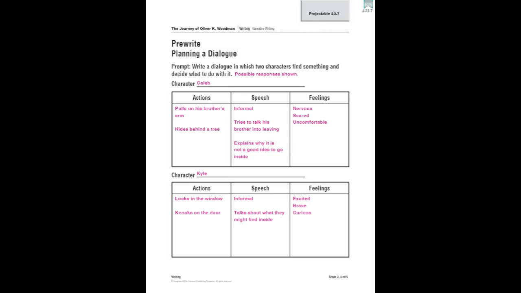He looks in the windows and knocks on the door. He's super curious and he's brave, obviously, and he's excited. His speech is also going to be informal as he talks to Caleb, and he's going to talk about what might be inside. Okay, so you are going to copy this pre-writing chart onto a piece of paper and use our prompt to complete your own.